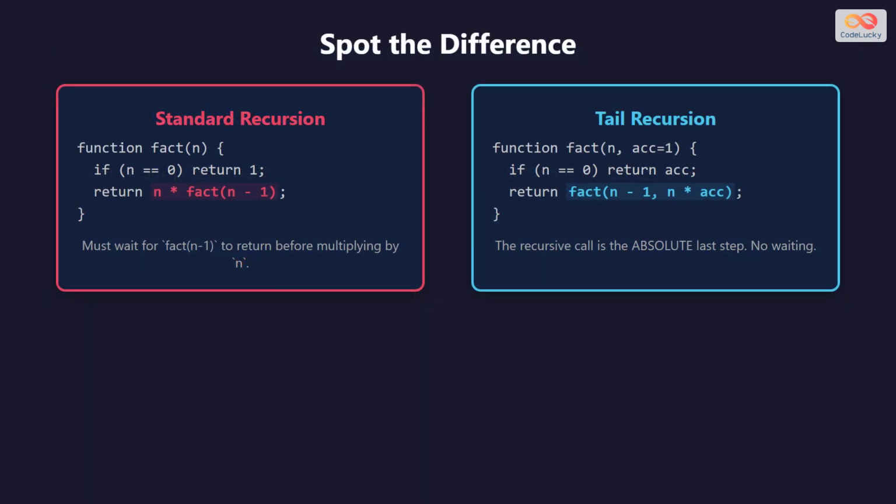Let's spot the difference. On the left, in standard recursion, after the recursive call returns, we still have to multiply by n because there is work left to do. We must keep the stack frame. On the right, in tail recursion, the recursive call is the absolute final step. We pass the accumulated result forward. There is no work left to do in the current function.